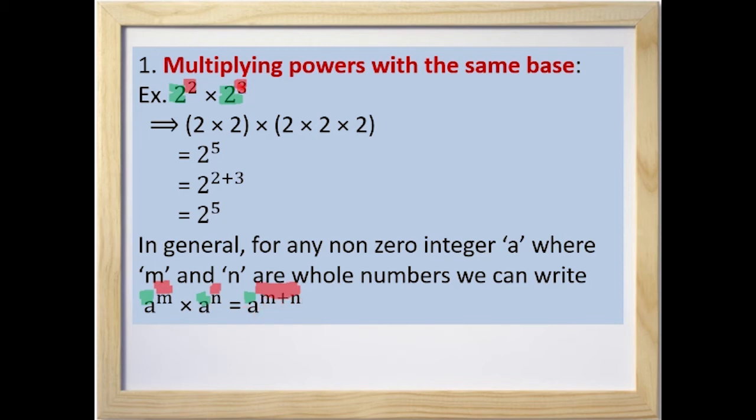Here a, that is the base, is same. The base is same and the exponents are different. Here it is m and here it is n. And you can see, children, the base will remain the same, but we simply have to add the exponents. Is it clear, children?